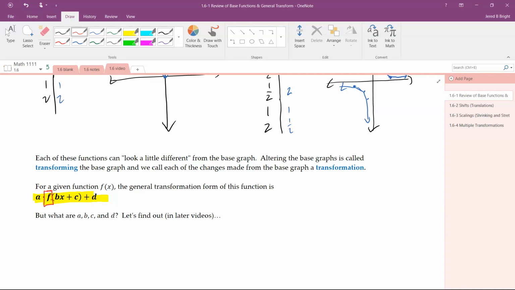So next one we'll talk about the effects of c and d. Later we'll talk about a and b, and then we'll put them all together.